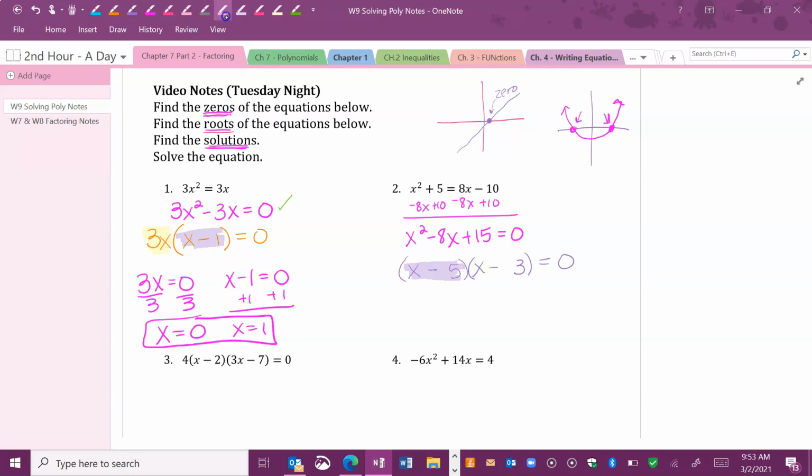I am now going to set both terms equal to 0. When I set x minus 5 equal to 0, I get x equals 5. When I set x minus 3 equal to 0, I get x equals 3.